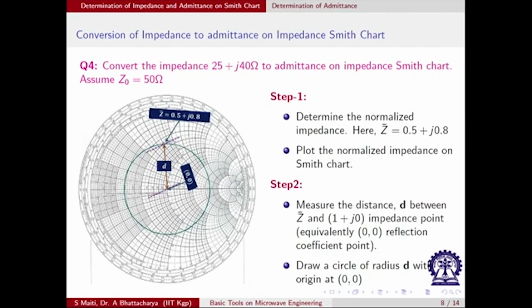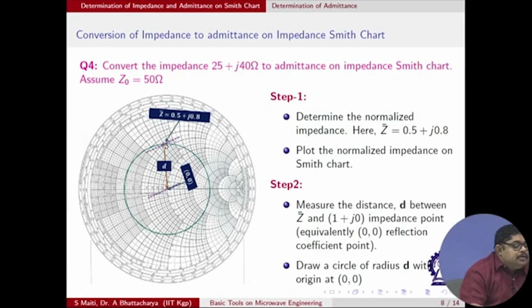So, you do as before, plot the normalized impedance. You see that we have plotted it in this figure, and this is the point where we have plotted it. Now, to convert it to admittance, what we need to do is connect this point to the center of the chart, and with this radius and center draw a circle. Now you know what we are drawing: basically, we are drawing a constant VSWR circle.